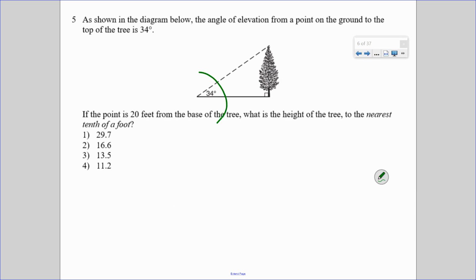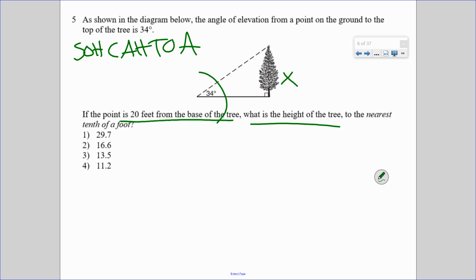A right triangle with an angle involved. This is Sohcahtoa, which is great because if you prepare yourself for this exam, you know how to do Sohcahtoa. Make sure you put an X on what you're trying to find, the height of the tree. The point is 20 feet from the base of the tree. Here's the point, here's the base of the tree, here's your 20. Label your A, your O, and your H. The angle connects the H to the A, which makes this the O. What's involved? O is involved, A is involved, toa.